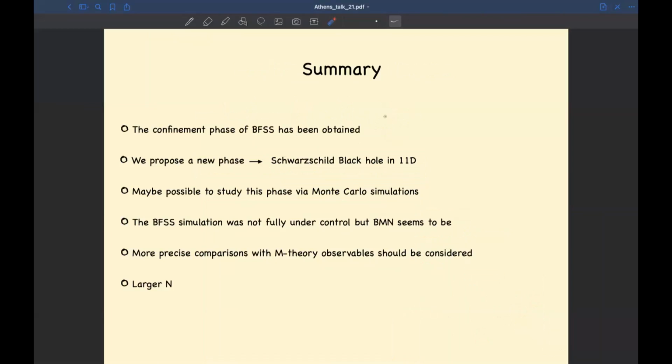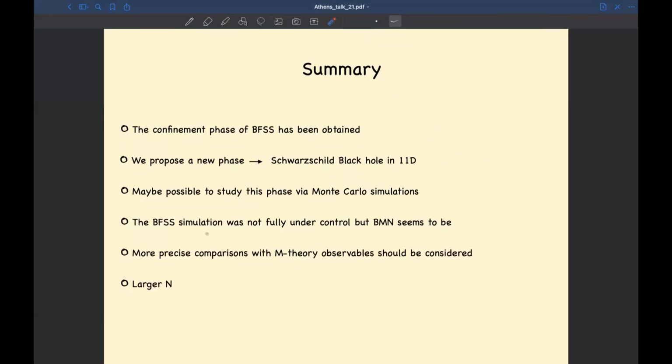So this brings me to the summary of the talk. Going back to the beginning, we have observed the BFSS confined phase, and we propose to understand this confined phase as a Schwarzschild black hole in 11 dimensions. Furthermore, it could be possible to study this phase via Monte Carlo simulations, as I explained previously. One caveat was that the BFSS simulation was not fully under control because of the flat direction problem. On the other hand, the BMN model seems to be better under control because it has the mass term.